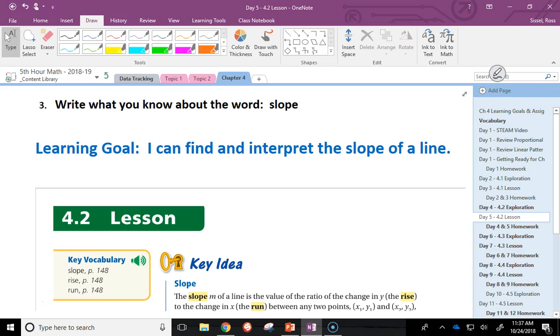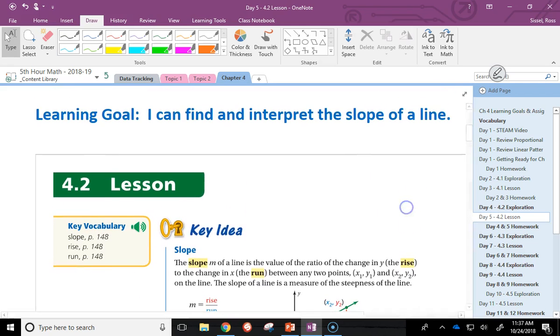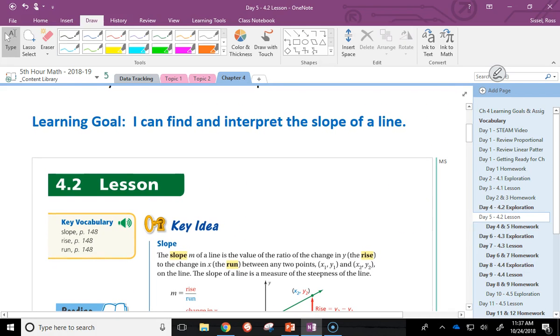Okay, so if we go ahead and look at today's lesson, it says, I can find and interpret the slope of a line. So today, I'm going to adjust your homework, but your homework is going to be based off of finding the slope for a graph, or if it is just coordinate points. If you're paying attention today, I promise you, you can do this. It is not a difficult concept.